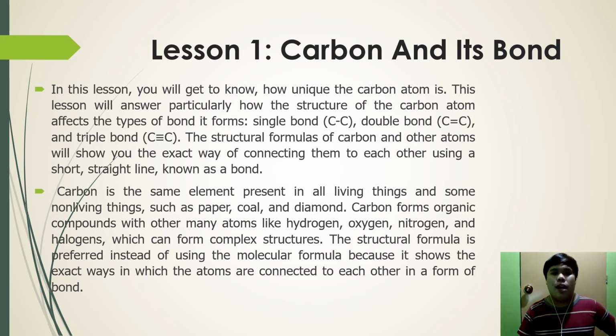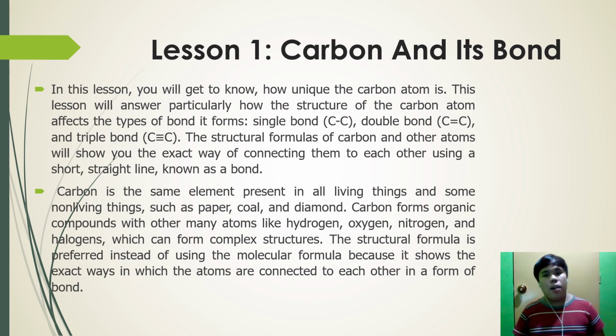The structural formula is preferred instead of using the molecular formula because it shows the exact ways in which the atoms are connected to each other in the form of bonds. With the structural formula, you can really see the connection of carbon to the other element, whereas with the molecular formula, you only see the number. For example, we have methane, CH3. So C, H, then 3. The 3 at the bottom serves as a subscript. It means one carbon, then three hydrogen.